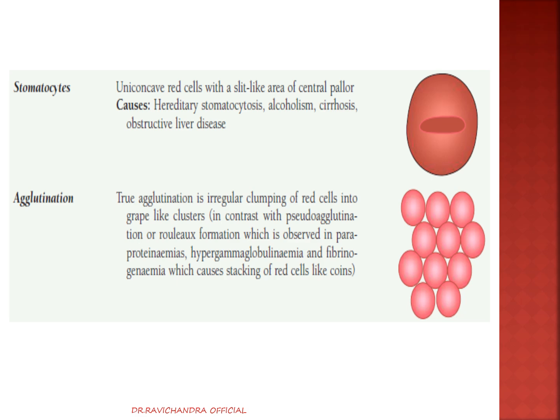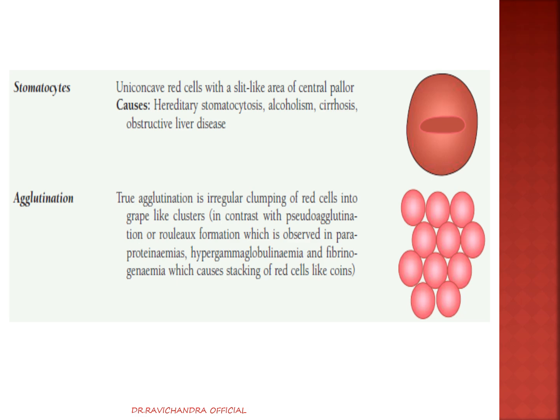Coming to stomatocytes, these are uniconcave red blood cells with a slit-like area. Stoma means slit-like area of central pallor. Causes will be hereditary stomatocytosis, alcoholism, cirrhosis, and obstructive liver disease.